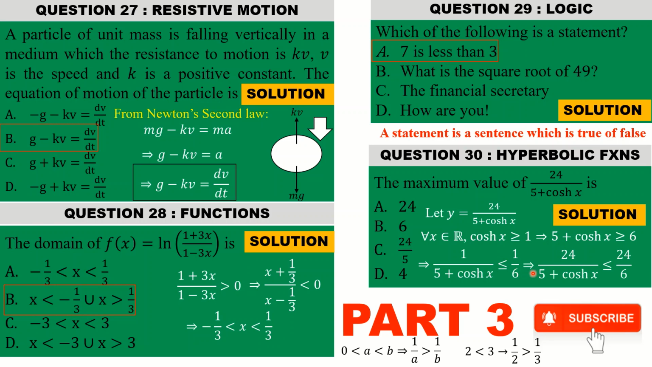Multiplying both sides by 24, we get the function y to be less than or equal to 24 over 6. But 24 over 6 is 4. So it means the maximum value of this function, like we said, is a certain value that the function is always less than or equal to, meaning that value is always greater than the function in return. So we have 24 divided by 6 is 4. So the maximum value of this function is equal to 4. So the correct answer is option D.